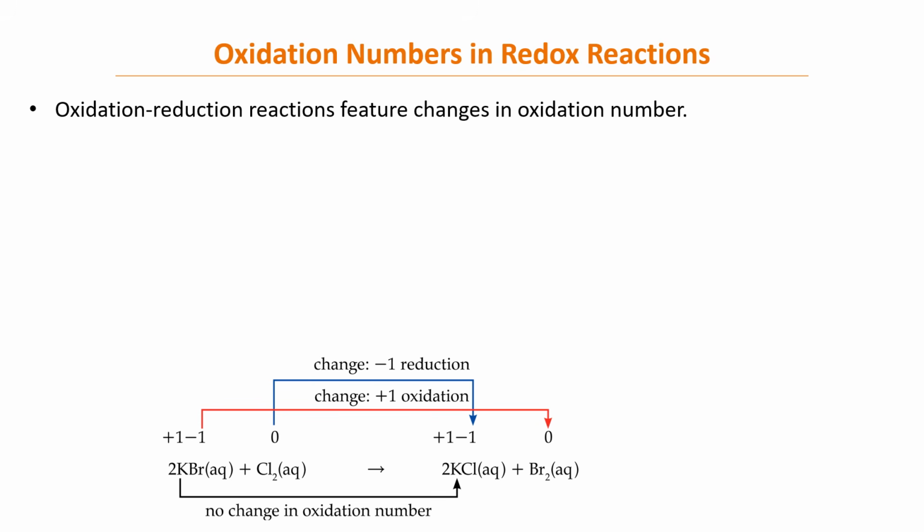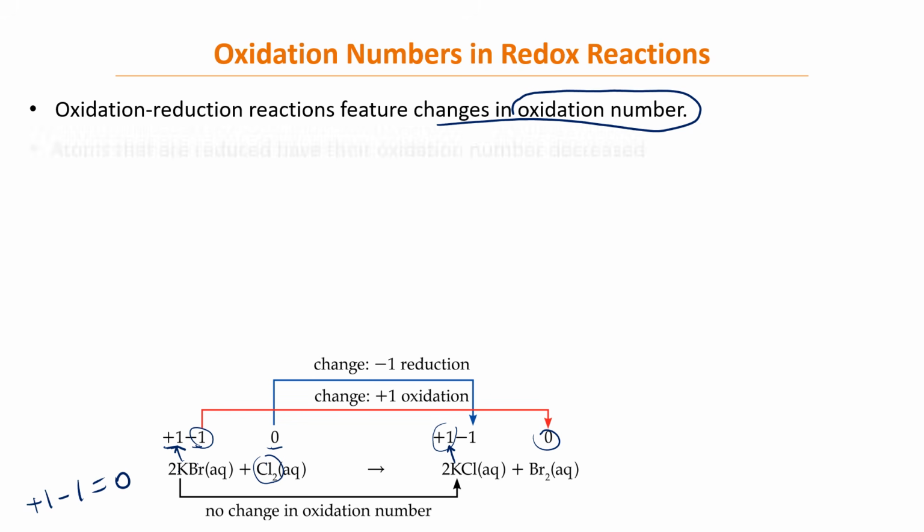Now the summary. Oxidation and reduction reactions feature changes in oxidation number. For example here, now that we have learned how to find the oxidation number, from K and Br, K is +1 so Br will be -1, because +1 minus 1 equals 0. Cl alone has oxidation number 0. Look at what happened to K: K was +1 and is still +1, so nothing happened to it. But Br was -1 and became 0, so it is oxidation. Cl was 0 and became -1, so it is reduction.